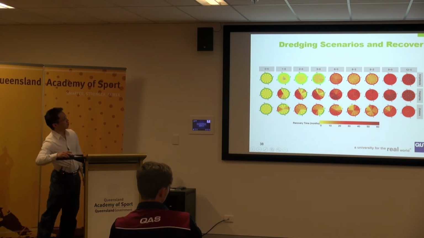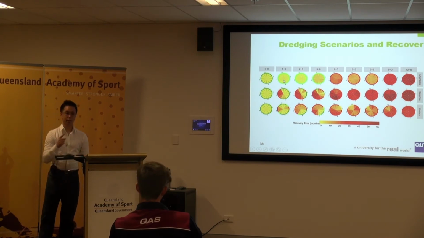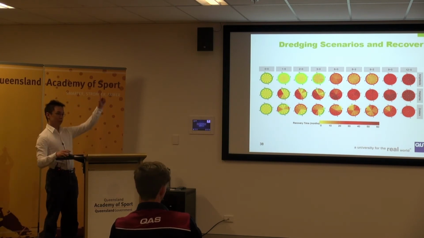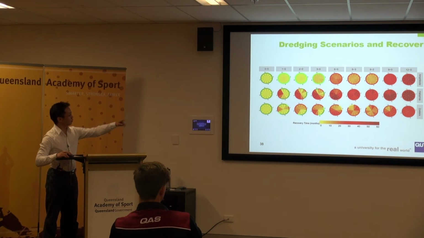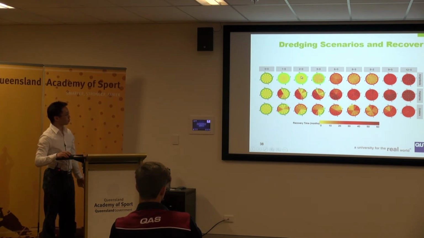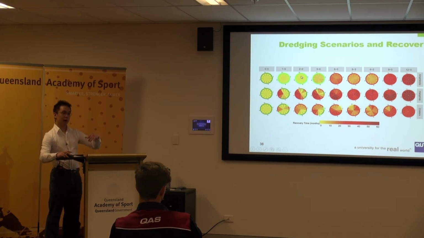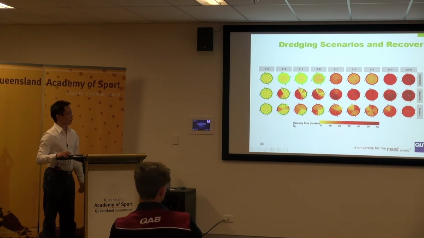Within each cell, we've got a pie. So it's like a clock. So 12 o'clock is December, 3 o'clock is March, 6 o'clock is June, 9 o'clock is September. And then each slice of the pie, that is our resilience score. So here we're showing recovery time. So yellow is very short recovery time, and dark red is 60 months recovery time.